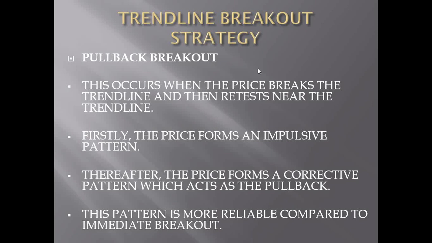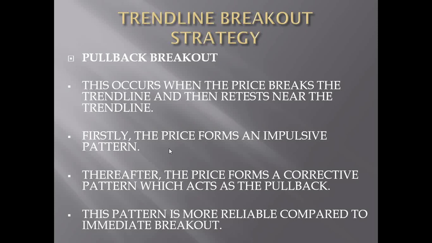Then the market must break the trend line. After the market has broken the trend line, thereafter it has to go back, or retest, near the trend line or at the trend line. So firstly, there must be a valid or strong trend line. Thereafter, the market must break the trend line. After the market has broken the trend line, it has to go back and retest near or at the trend line. Then the second point, the price must form an impulsive pattern.